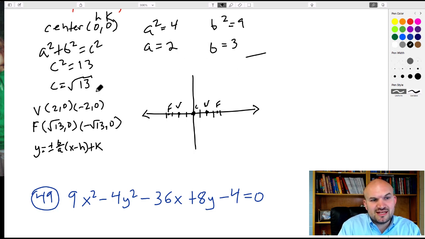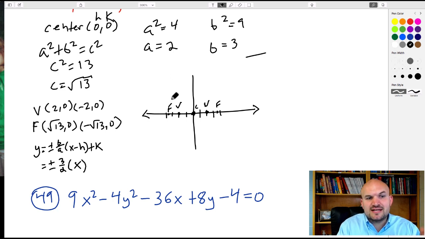So now I'm just going to plug that information in. So b, in this case, is 3. My a is 2. And then we'll have x minus h, which is 0, and k is 0. So I'll just leave it as y equals plus or minus 3 over 2 times x. All right.